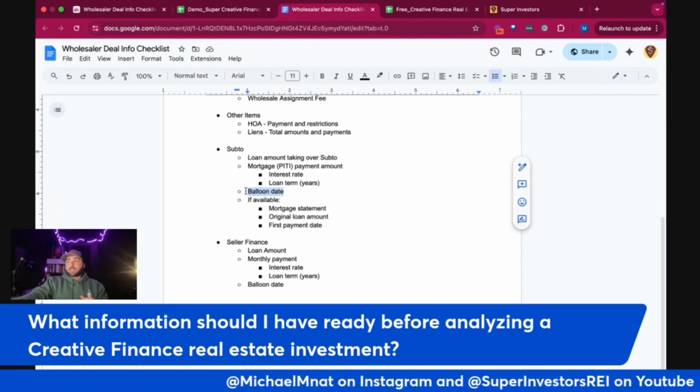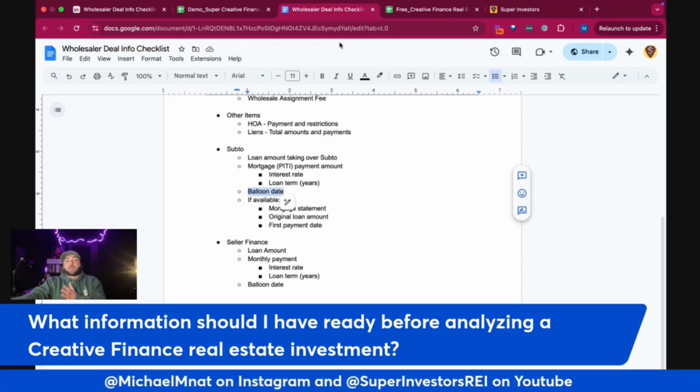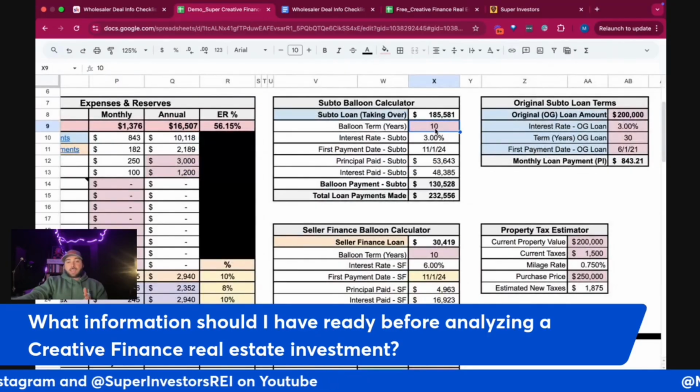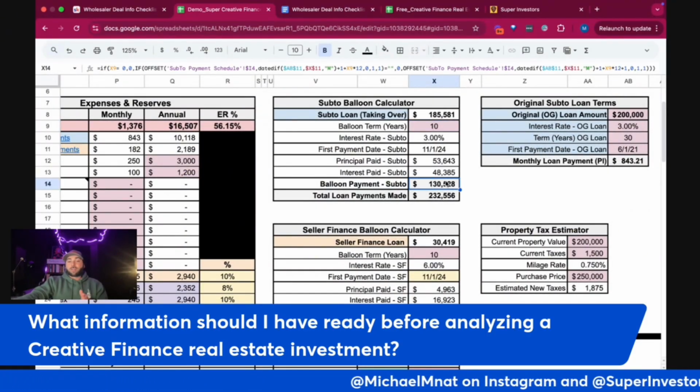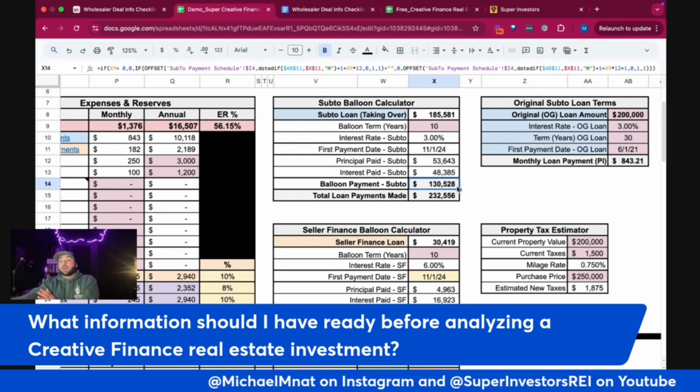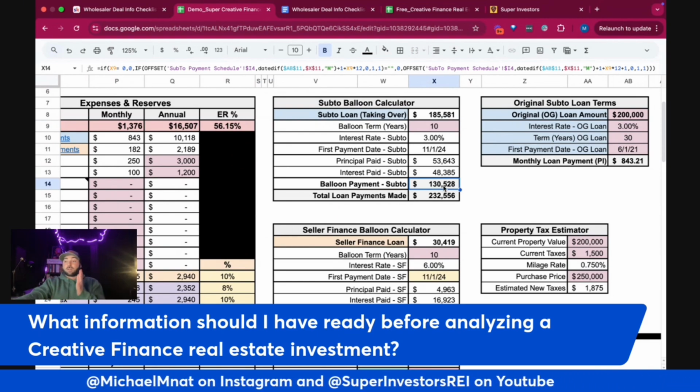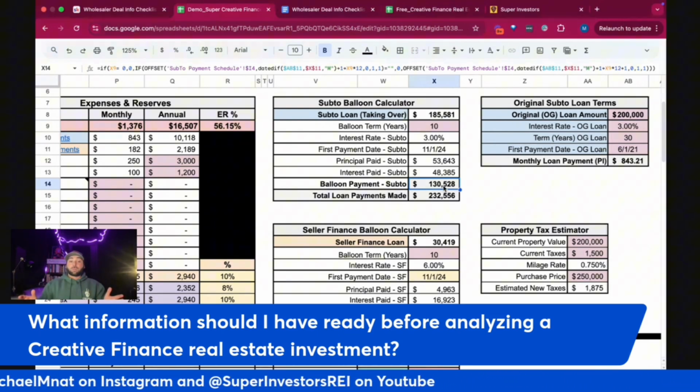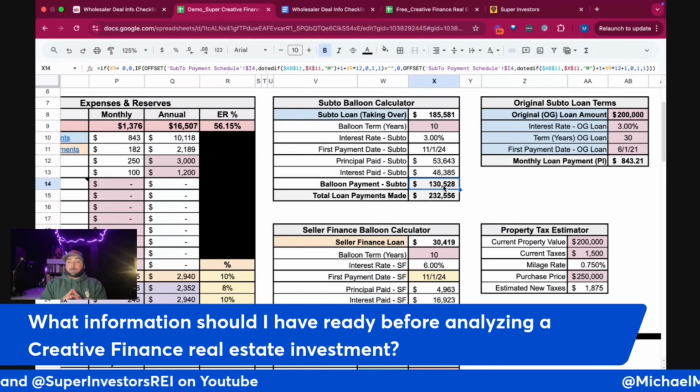And then if there's a balloon on the sub 2 loan, well, you need to know when that balloon is going to occur. So if in 10 years you have to pay off whatever's the remainder of this sub 2 loan, say you owe $130,000 on that sub 2 loan, in 10 years you still have to pay off that $130,000 because that loan is due. Whether you're going to refinance the property, sell the property, pay for it cash, whatever, you need to pay off that loan in 10 years.